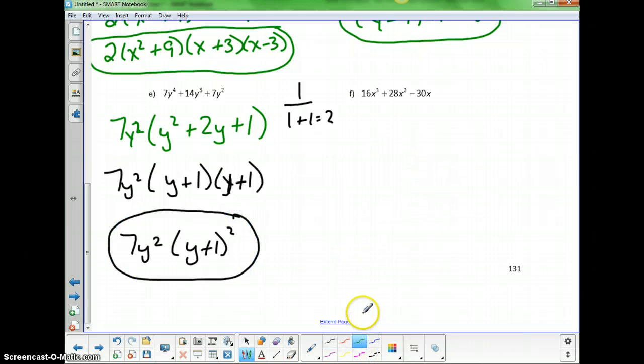Okay, and letter F, 16, 28, and 30 can all be divided by 2, and all 3 terms share an x. So let's take out that 2x. That'll leave us 8x squared plus 14x minus 15. And because 8 can be broken down in a variety of ways, 1 and 8, 2 and 4, and so can 15. It can be 1 and 15, 3 and 5. Let's go ahead and use the grouping method on this trinomial with coefficient not 1.